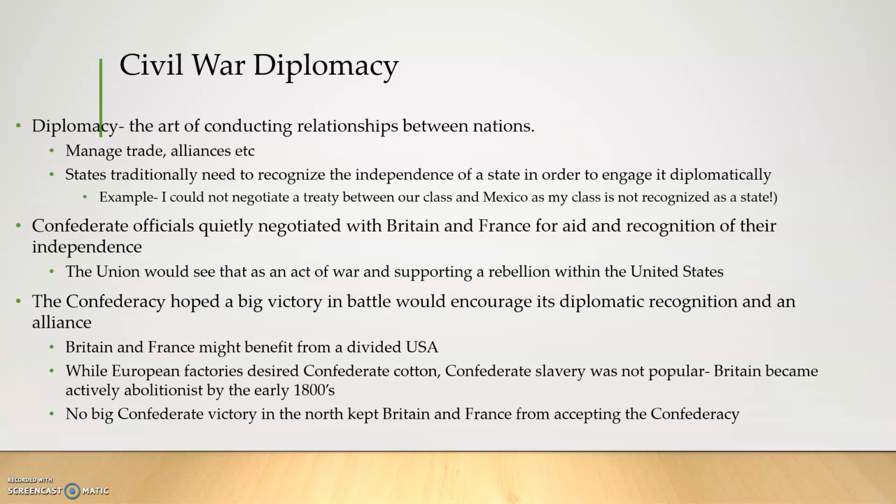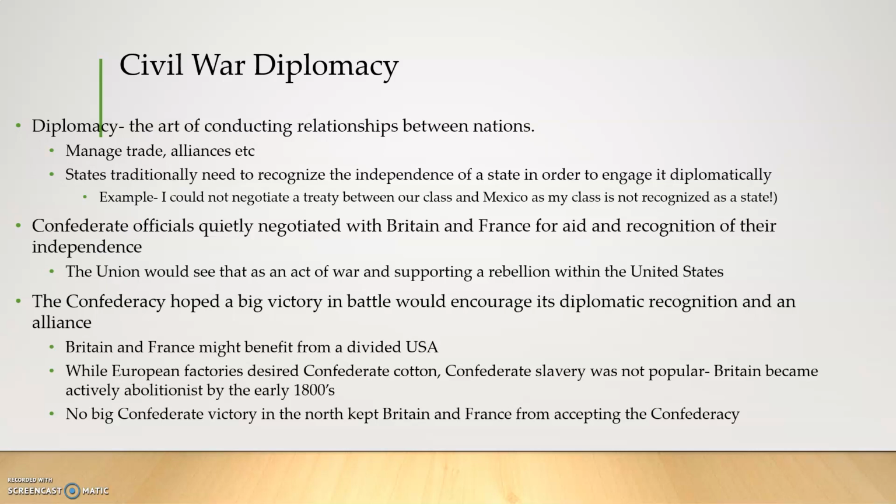The Union would see that as an act of war, interfering in a rebellion, meaning that the South was a rebellious place, and if the countries of Europe helped it, they were aiding a rebellion within the United States. The Confederacy hoped that a big victory in the war against the Union would help France and Britain tilt toward the Confederacy and recognize it.